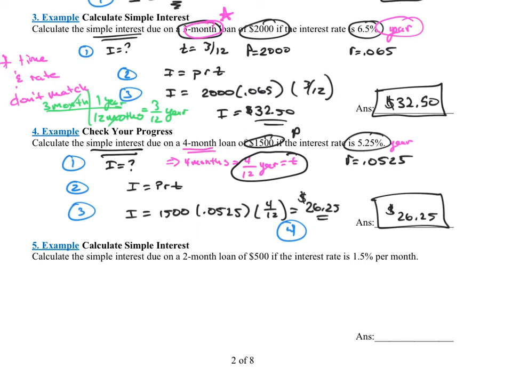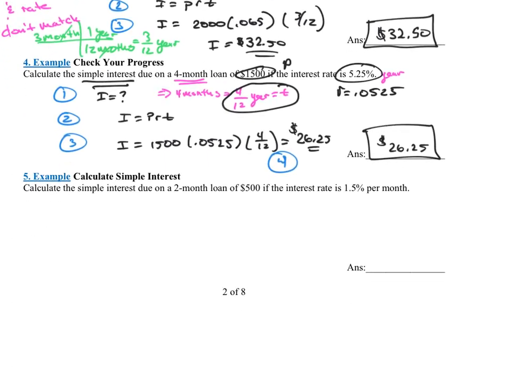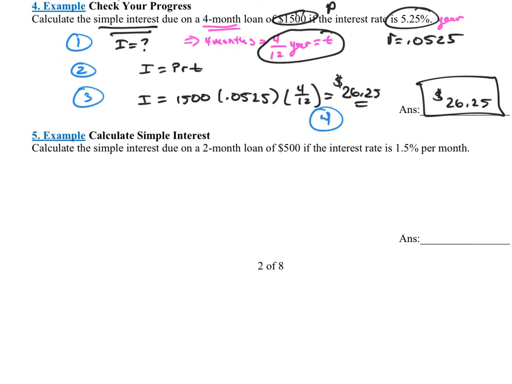Okay, let's go ahead and look at example 5 here. I want you to notice that if you look at the solutions, there was a typo in the solutions. And depending on which lecture notes you printed, you might have a typo in your lecture notes as well. So just make sure that your problem reads the exact same as mine does on example 5. It says, calculate the simple interest due on a 2-month loan of $500 if the interest rate is 1.5% per month. This problem's different.